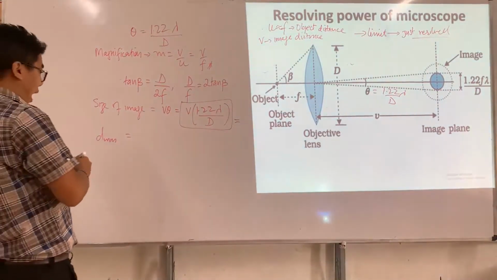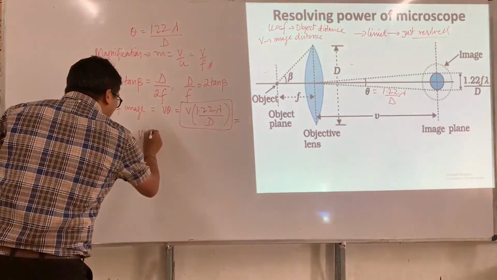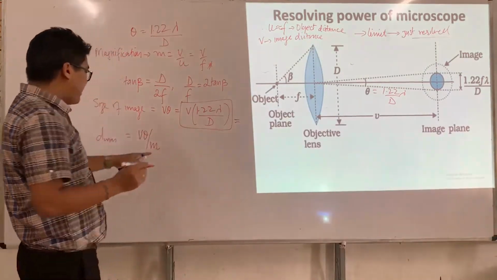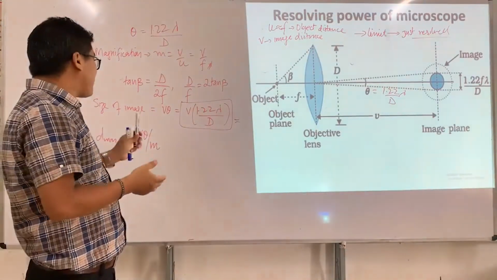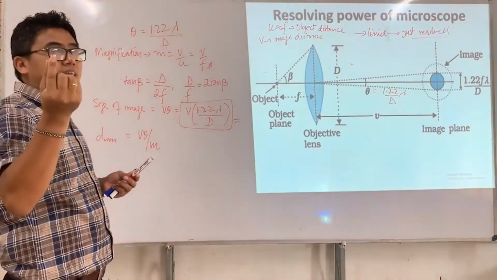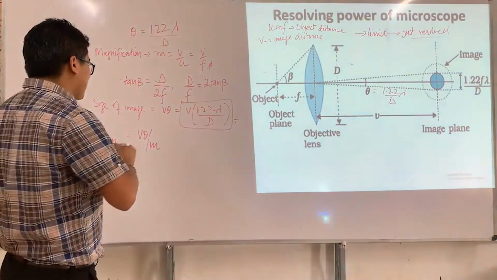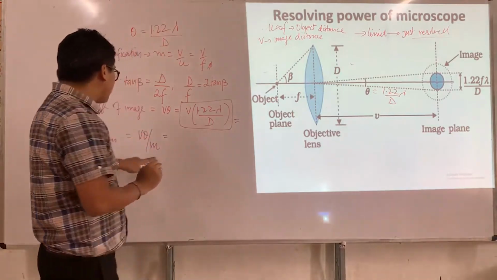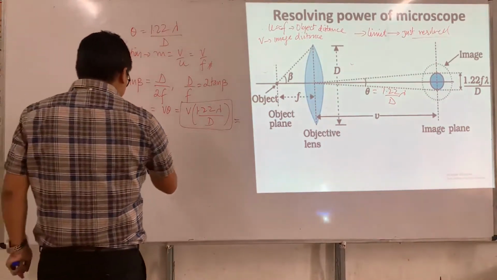How do we get this minimum distance? This minimum distance can be obtained by dividing by N, where N is the magnification. If I divide this by the magnification, we would get the actual distance between the two microscopic particles, right? So this is what we have.